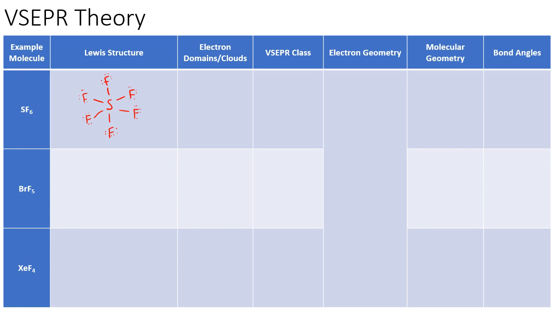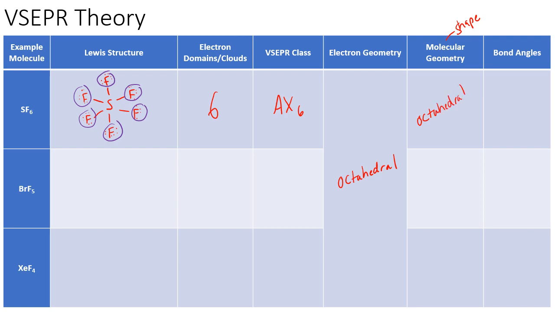Number of electron domains around the central atom, we're going to have 6 bonding domains, so 1, 2, 3, 4, 5, 6. Our VSEPR class here is going to be AX6, and our electron geometry for the AX6 family is called octahedral. The molecular geometry or shape for SF6 is also called octahedral. And our bond angles are all 90 degrees apart.